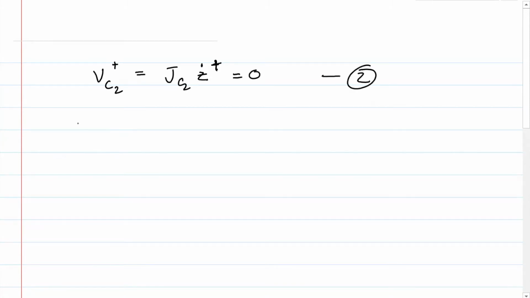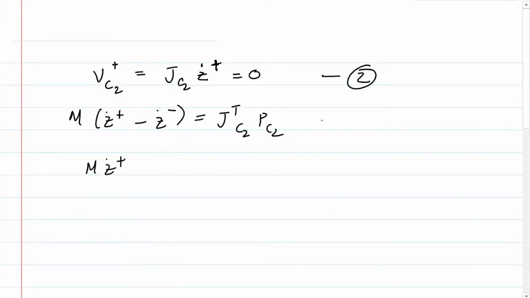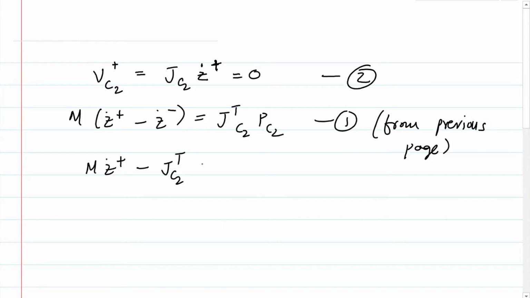I'll write the first equation which I wrote down earlier back here. So m z dot positive minus z dot negative equals j transpose c2 p c2. We can write this as m z dot positive, from the previous page, equals, let me move the C2 to the left side because I don't know what that value is, but I'm going to find that. Okay, so let's call this 1A.